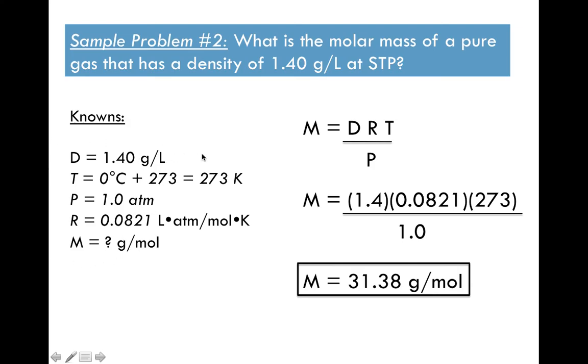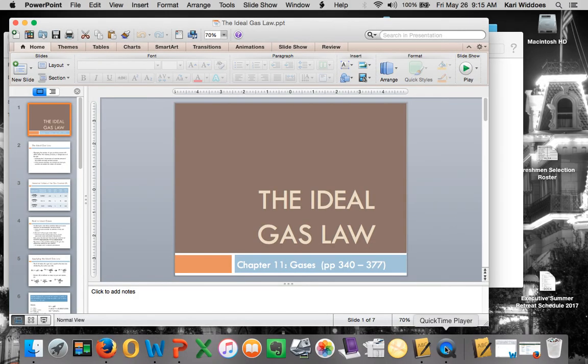Now notice the density formula. You're used to seeing grams per milliliter, grams per centimeter cubed. It has to be grams per liter because the volume is in liters. If you're given a density in the problem, though, it will be given in that way. Then you just take your derivative equation. We've switched it up a little bit, but you can use the original one. Plug in your numbers, solve for molar mass, and we get 31.38 grams per mole. And that concludes this lecture.